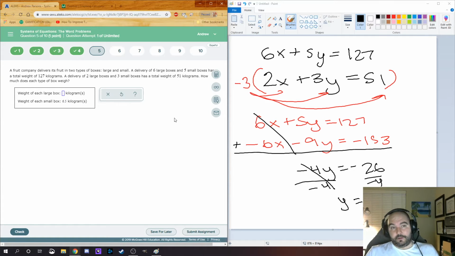Okay, now how do you find the weight of a large box? Well, you got to go back and plug 6.5 back into the equation. I'm sorry. Not really sorry.